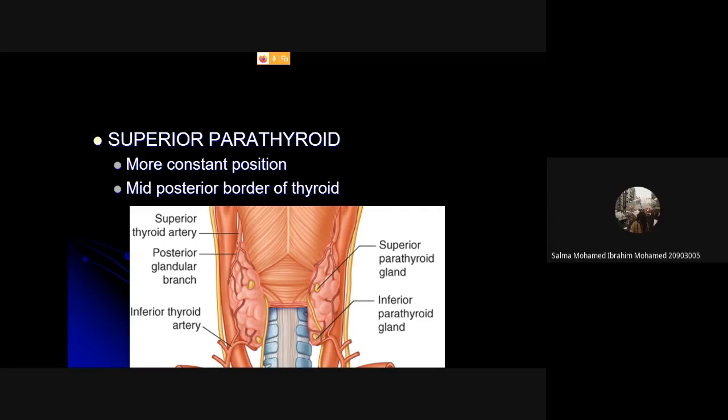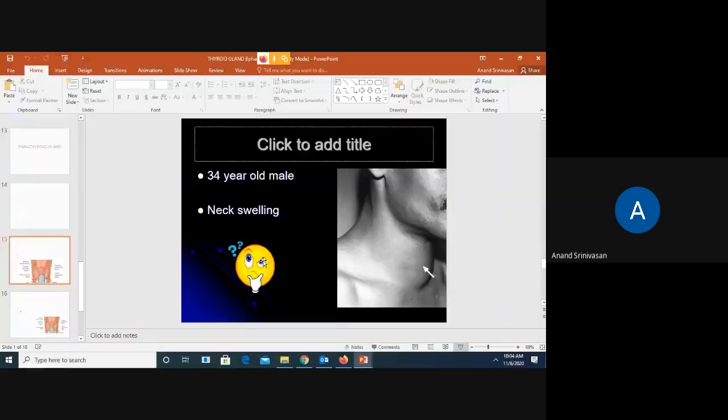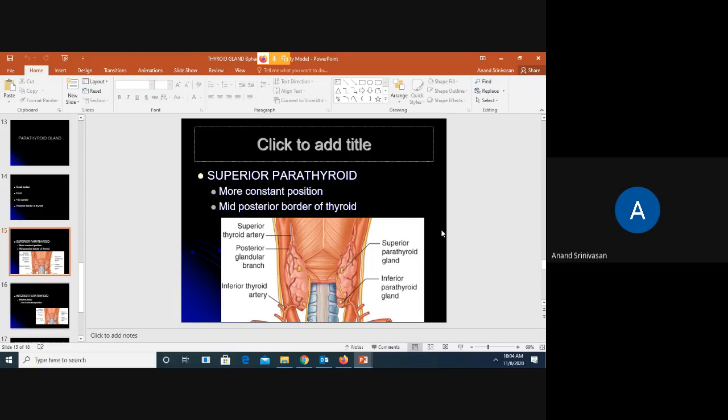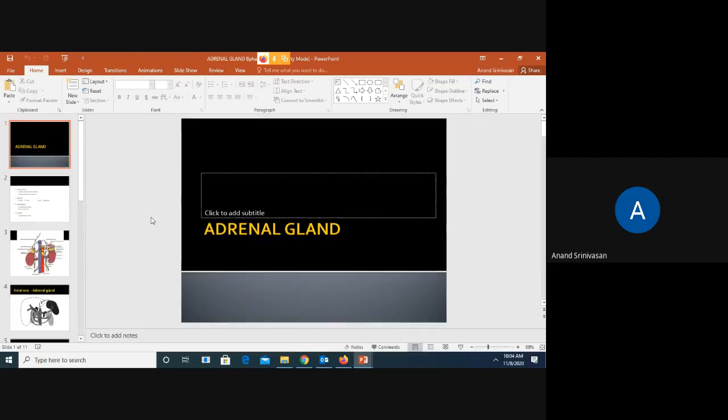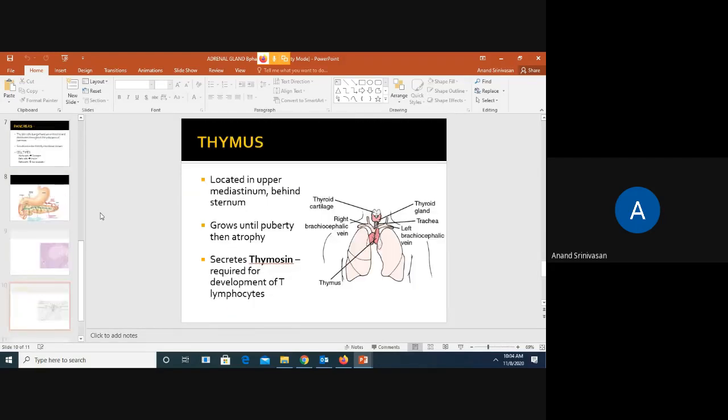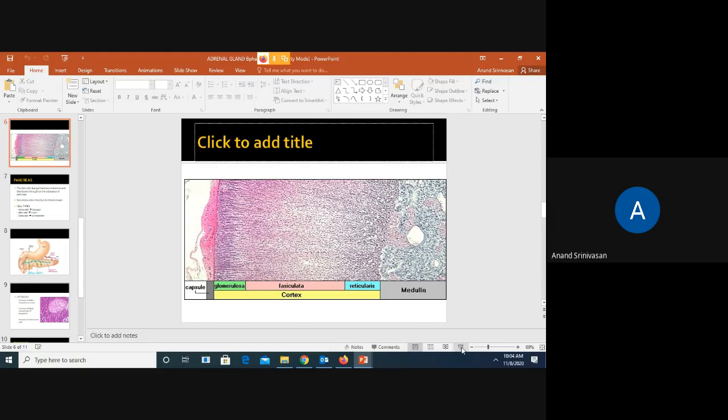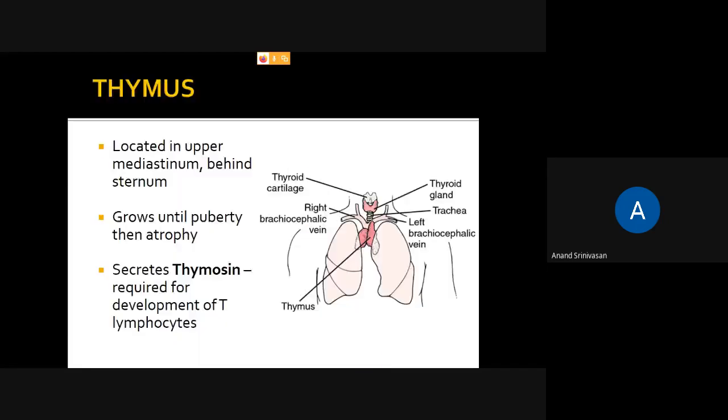Any doubts? No, doctor. Okay. So we have seen the pituitary gland, thyroid gland, and parathyroid gland. We have seen three glands today. Just two more glands: one is the adrenal gland and the other is the pancreas. We will just see about these two.